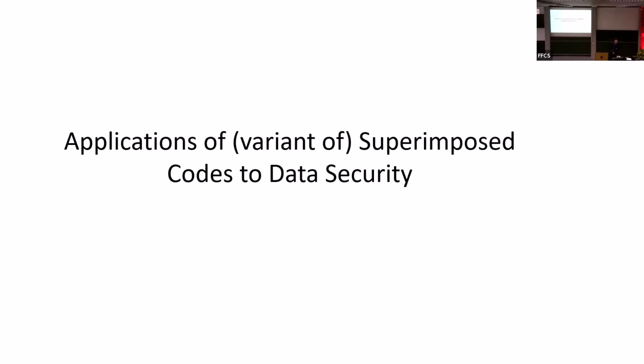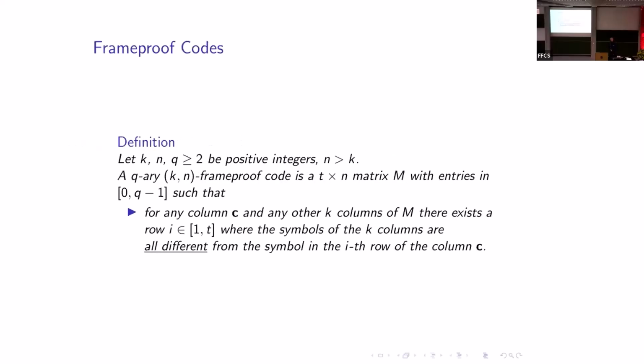since I ran out of time, I will just explain the application of superimposed code to data security. First, the definition. What is a frame-proof code? A frame-proof code is quite similar to a superimposed code, only we speak now over an alphabet that is not binary, an arbitrary alphabet. And the property is the following. For any column, and for any other k columns, there always exists a row in which the symbol of the first column is different from all the others.